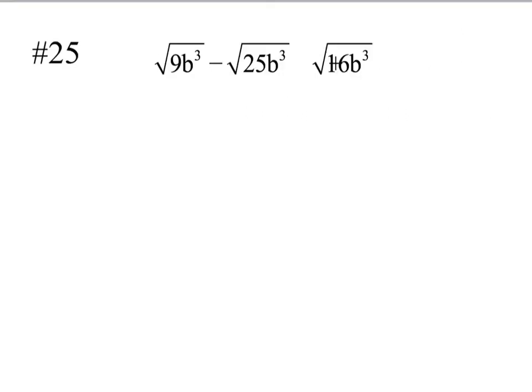Moving on to 25. I've got square root of 9b cubed minus the square root of 25b cubed plus the square root of 16b cubed. Very similar to one of the ones we did earlier. This is a plus sign here. So again, what is the square root of 9? It's 3. And then the square root of b cubed, remember, take your index, make it your denominator. 2 goes into 3 one time. That means I can bring 1b out front. And then there's 1 left over, leaving 1b behind.